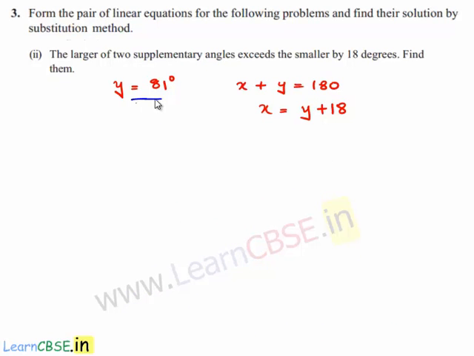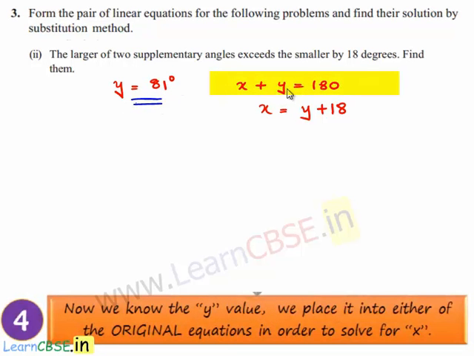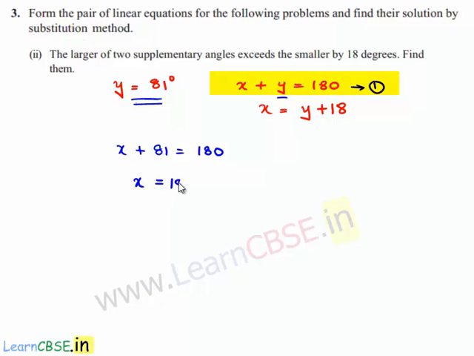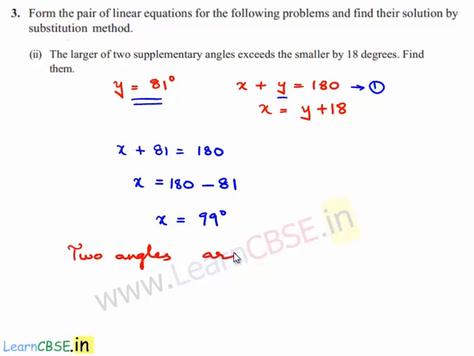Now substitute the value of y, which is 81, in equation number 1. So x plus, in place of y, let us write 81 is equal to 180. So we get x is equal to 180 minus 81. Therefore x is equal to 180 minus 81 is 99 degrees. Therefore the two angles are 99 degrees and 81 degrees.